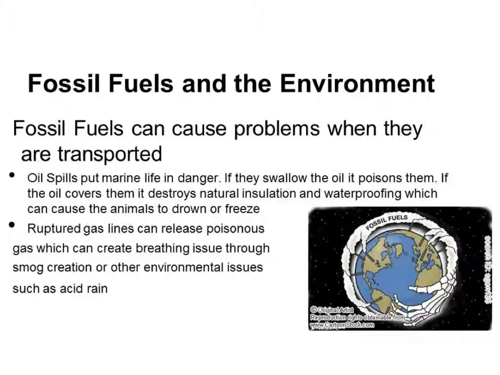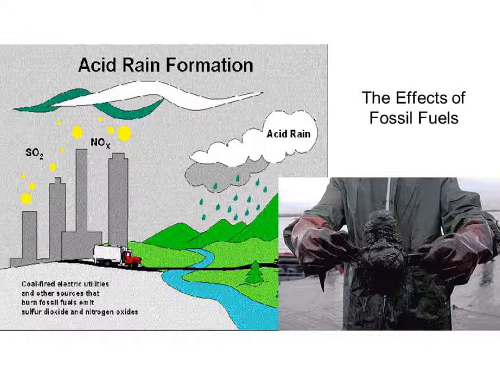So if you've ever been to really large cities like the GTA, the Greater Toronto Area, LA, New York, you see smog over those areas. That's caused respiration issues for some people, and other environmental issues such as acid rain. And we're going to talk a little more specifically and show some pictures of acid rain. This picture here is really good, how fossil fuels are starting to cover our planet and becoming deadly to our planet.